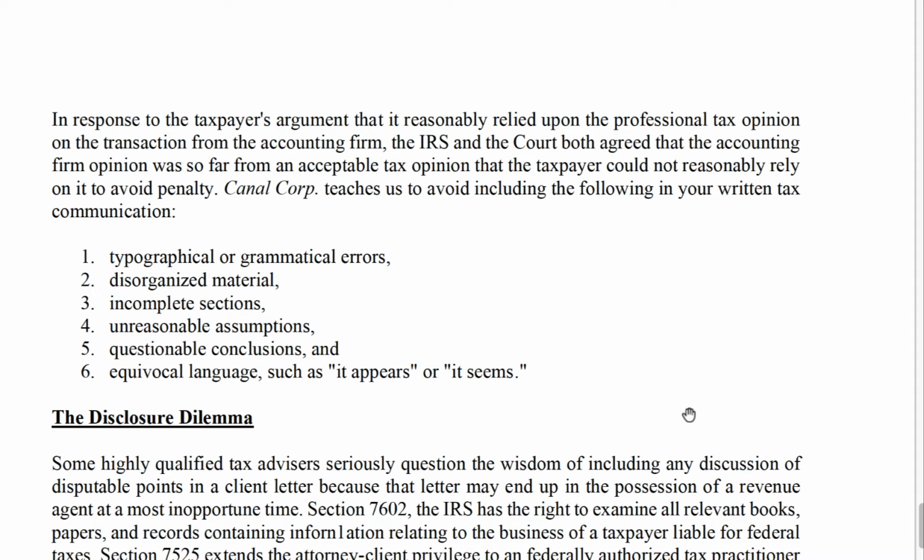Unreasonable assumptions were made. So, you want to make reasonable, not unreasonable assumptions. That was a big one, by the way. Questionable conclusions were drawn. We want to avoid that, and we do not want to use language like it appears or it seems, especially when you have unreasonable assumptions, questionable conclusions, all these things. If something is very clear, you can use clear language, but if it's not clear, do not use language like you will do this or you will do that, okay? Unless you put something in later that says it's questionable, to kind of condition it.